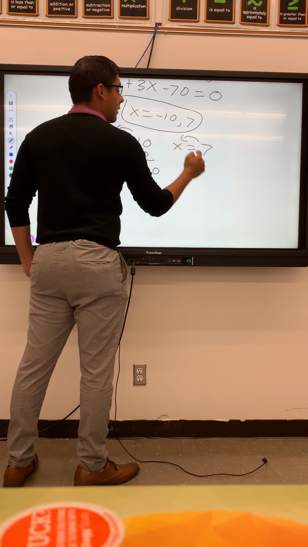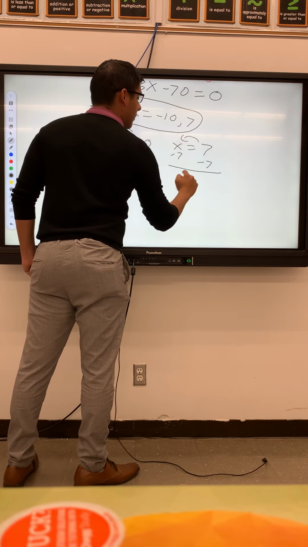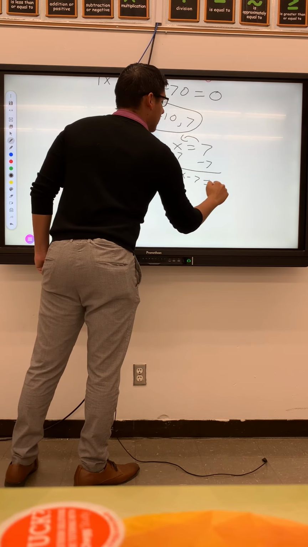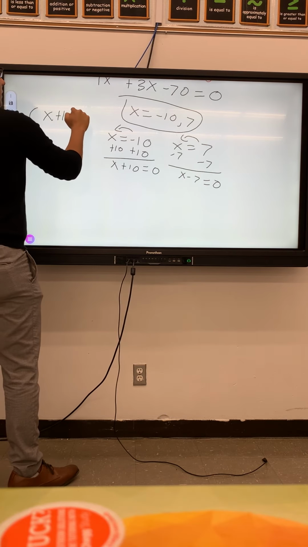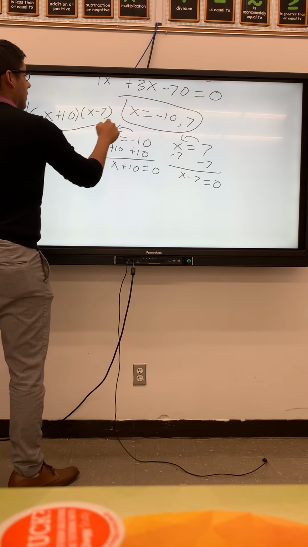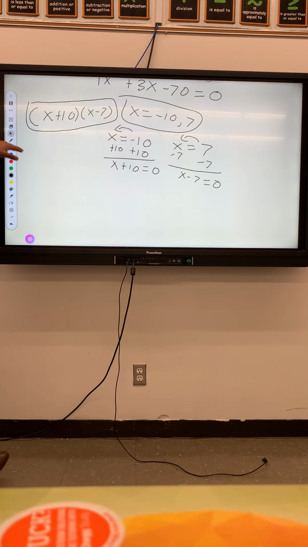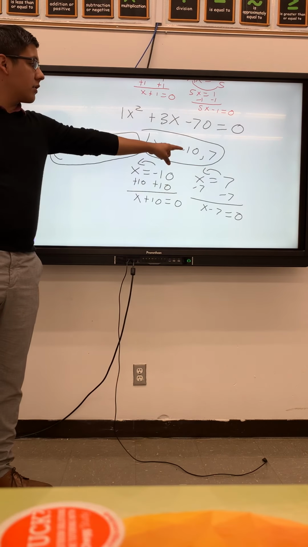And we're going to move the 7 on this side. So that's x minus 7 on both sides equals 0. So we write it out as this. So these are our factors, and these are our solutions.